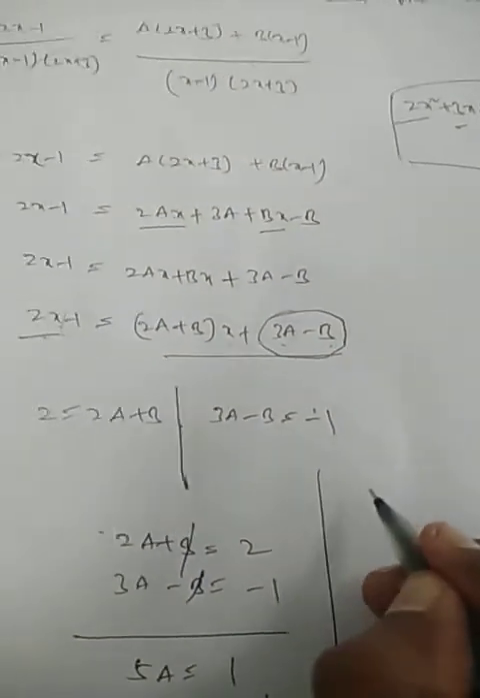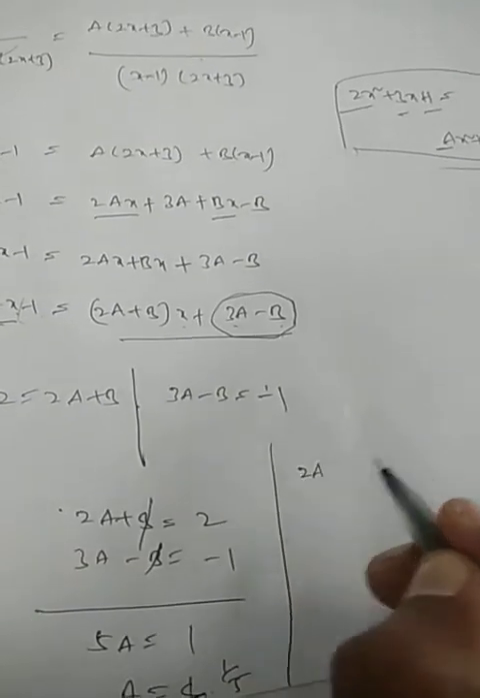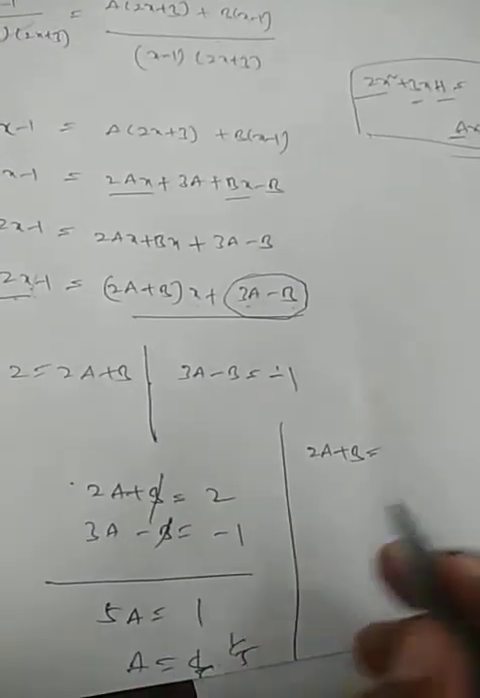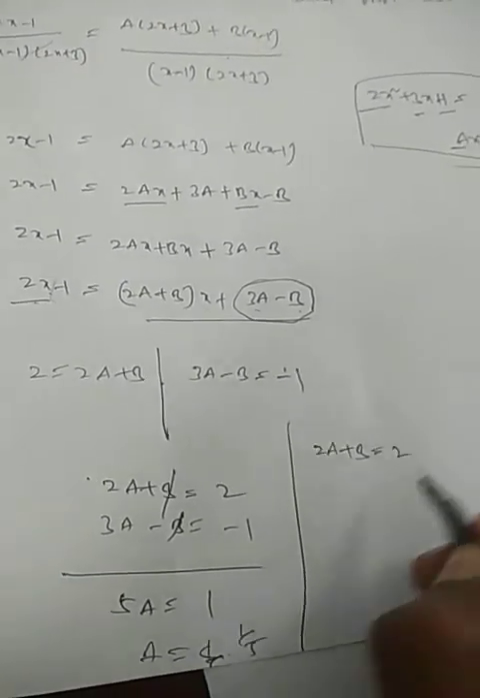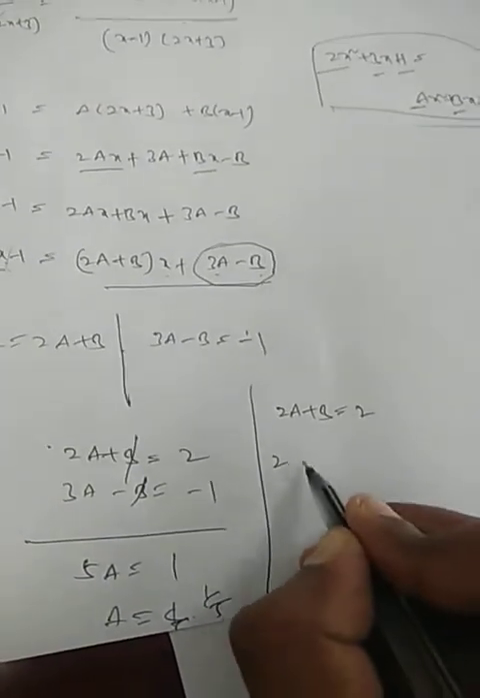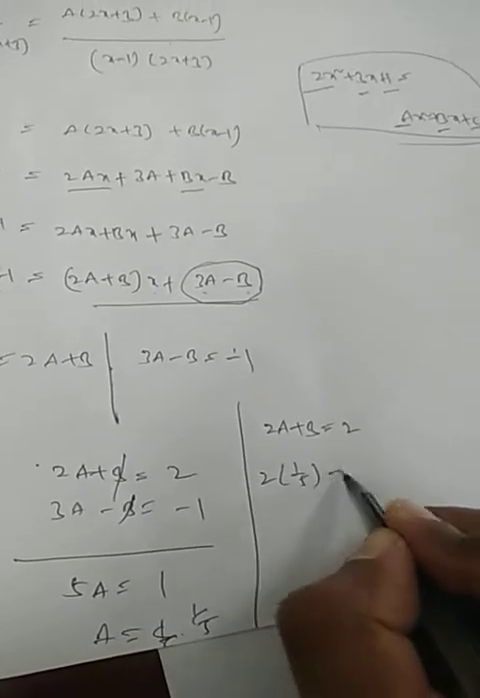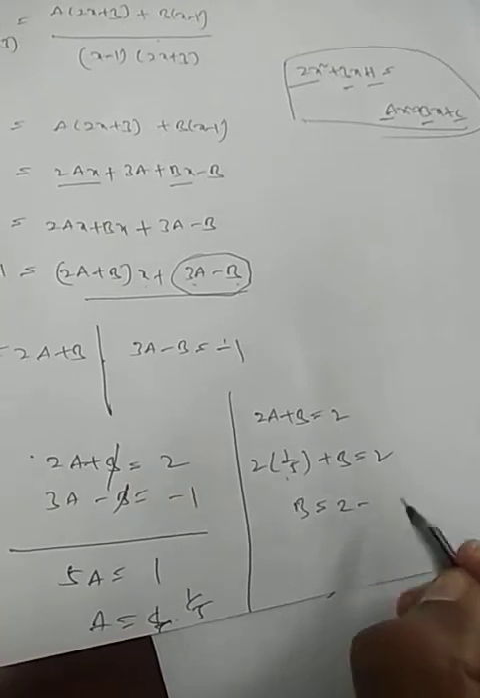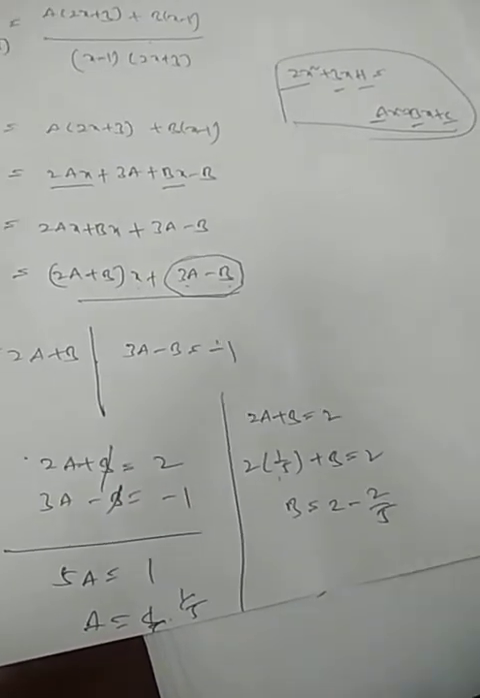Now we got the value of a. Now we want b. 2a plus b is a linear equation only. How to solve the linear? 2a plus b is equal to what here? 2. 2 into the value of a, 1 by 5, plus b is equal to 2. So 2 by 5 it will become. b is equal to 2 minus 2 by 5. And that value will be what?